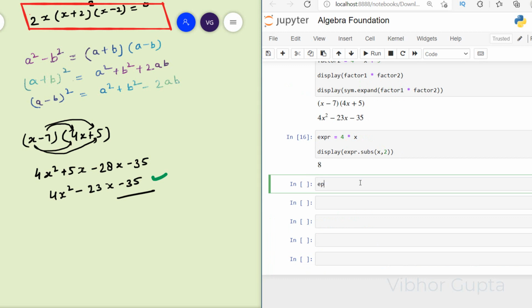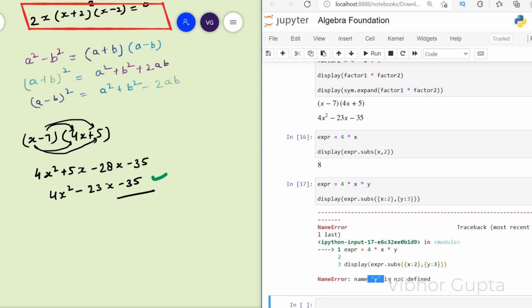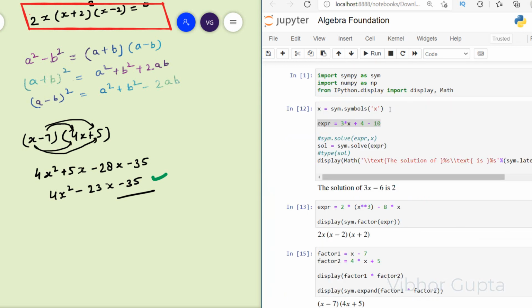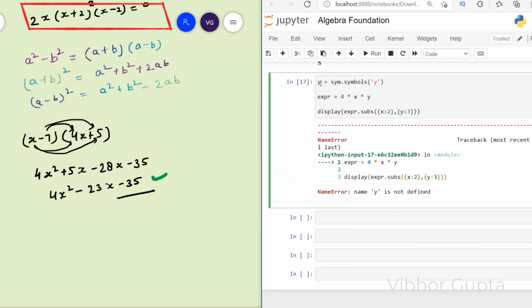And let's say in your expression you have two variables and you want to substitute the value for both. So how can you do that? You can say display expression dot subs. Now here, in order to substitute two values, you'll have to use a dictionary. So you can say substitute x with 2 and y with 3. So what would be the output? It is saying that we did not define y, right? Because here we only defined the x variable. So here I can define y, and now let's run it again.